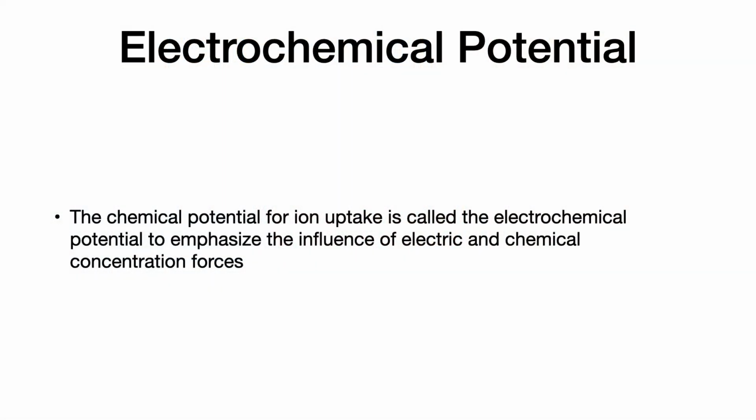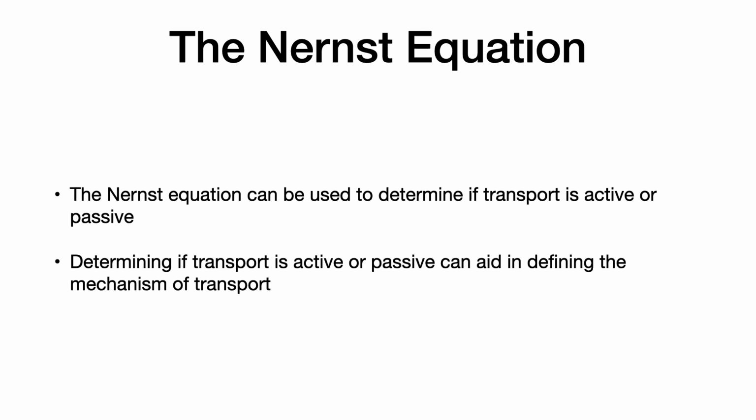So the diffusion potential is the separation of charges across a semi-permeable membrane set up by the differences in the permeabilities of ions across that membrane. In our case, cations are more permeable than anions, creating this separation of charge. So we refer to the chemical potential for ion uptake as the electric chemical potential to emphasize the influence of both the electric and the chemical concentration forces. So the Nernst equation can be used to determine if transport is active or passive.